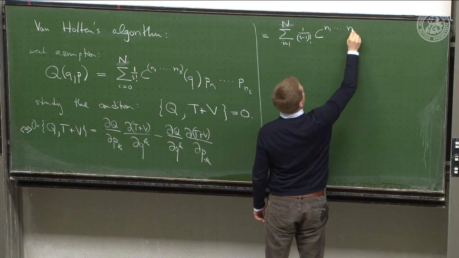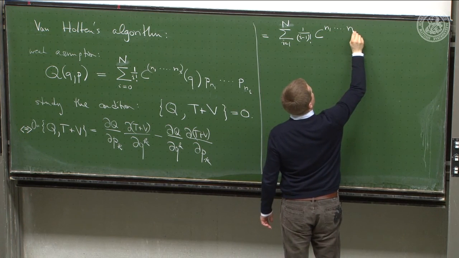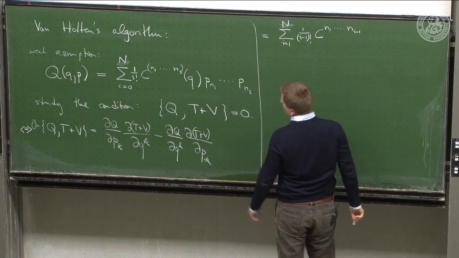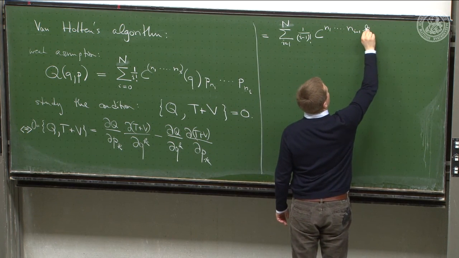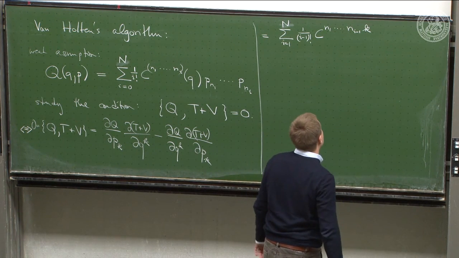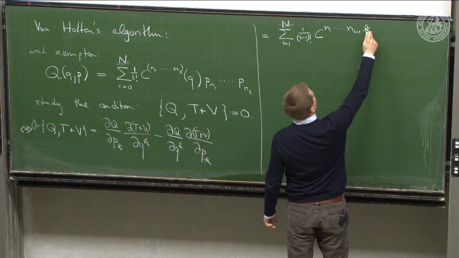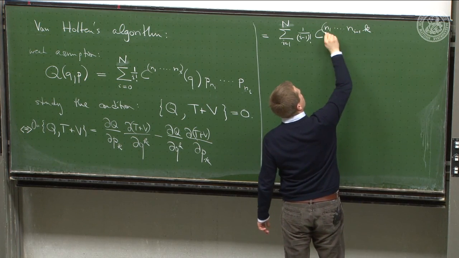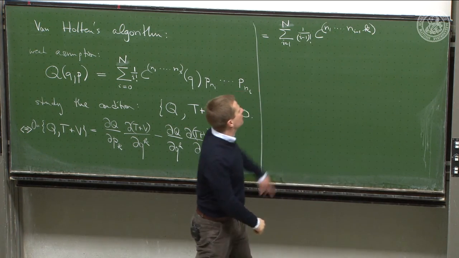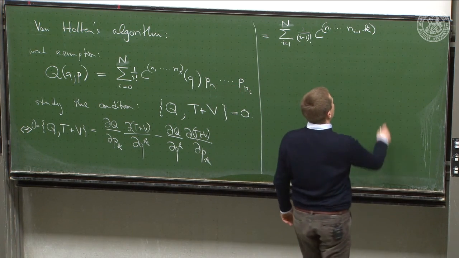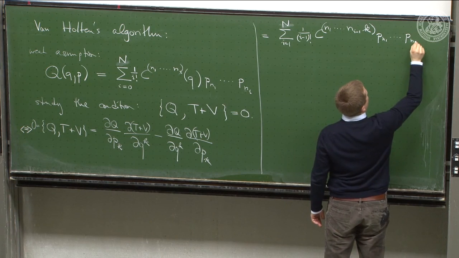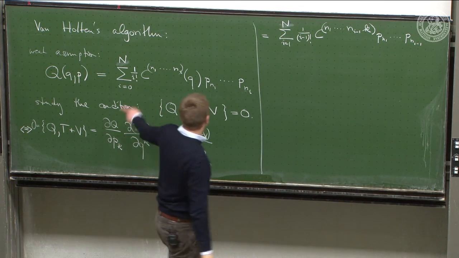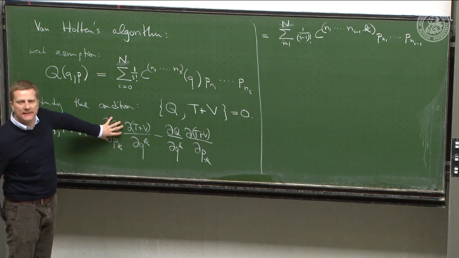And I get c n1 up to n little I minus 1, and I derive with respect to pk, so one of the p's goes and produces a delta k n_i. In principle, I have to do this at every point, but because the whole thing is symmetric, I can just do it for the last if I have the right factor here, and then I have the p n1 up to p n_i minus 1, and that's the derivative of this guy. Agreed?